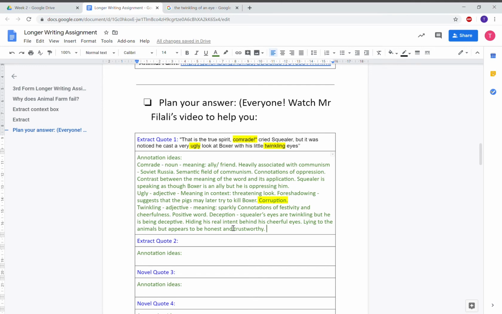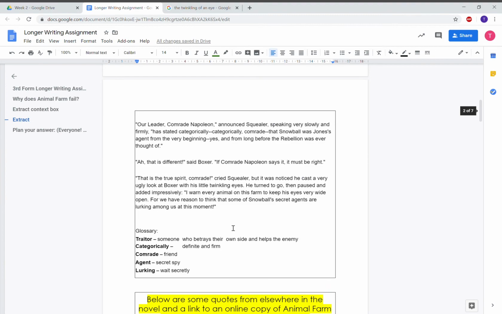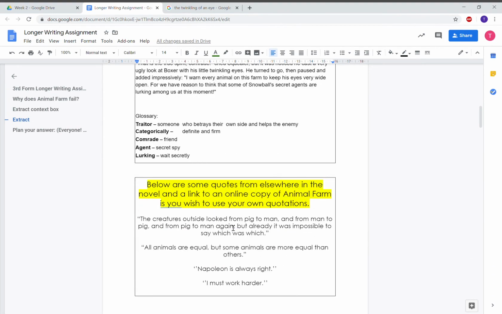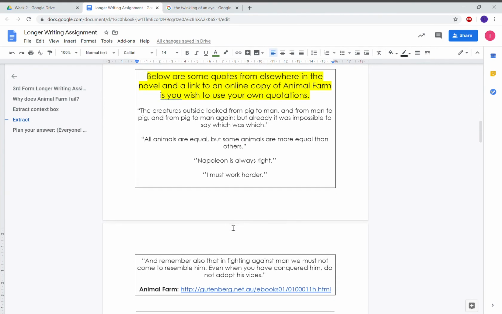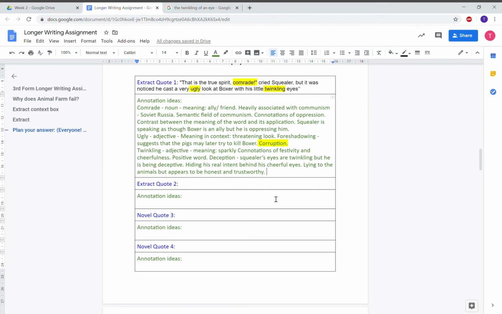So, now we have our annotation ideas. What I would like you to do is try and find 2 quotations from the extract, which is here, and 2 quotations from the rest of the novel. It could be 2 of these quotations, or it could be 2 of your own quotations from the book. You have the electronic copy just below. And I want you to fill in this section.